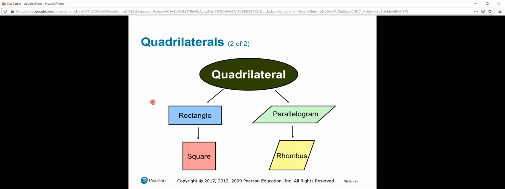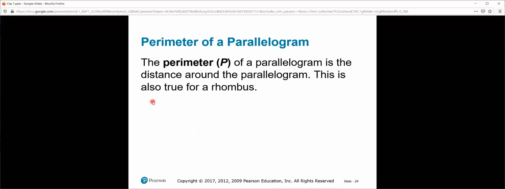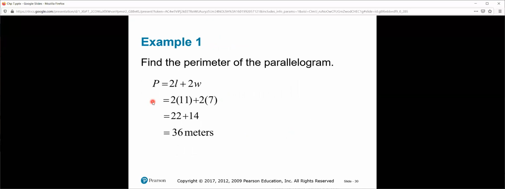Cool. I'm glad we did that graphic. The perimeter of a parallelogram is the distance around the parallelogram, and it's true for the rhombus. Kind of the exact same thing, right? Because the thing we changed was the angles, not the sides.